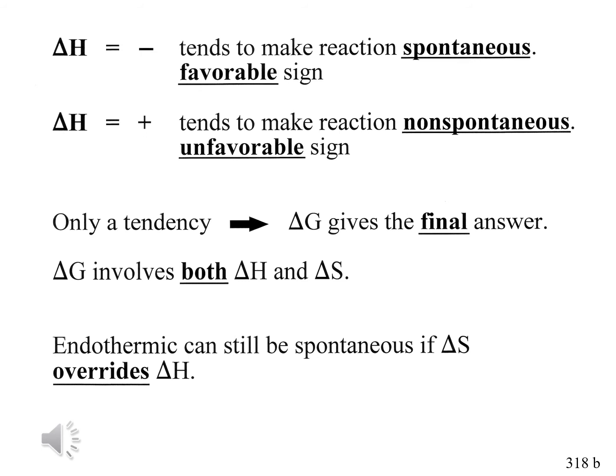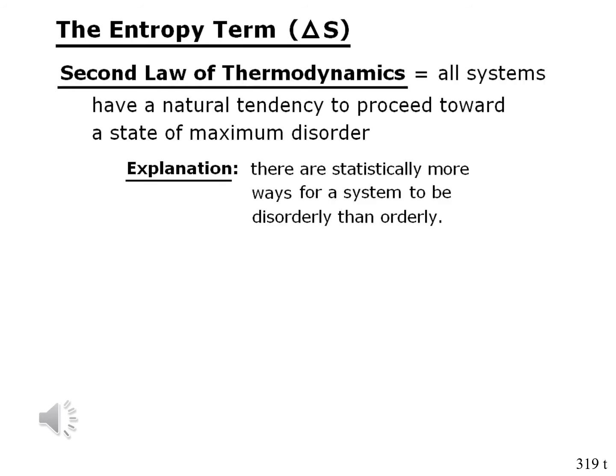So only the delta G is the final answer to spontaneity. You have to know both H and S. So we need to talk about the S term next. The entropy term is actually based on or related to the second law of thermodynamics. There's actually 6 laws of physics that people believe the universe operates according to.